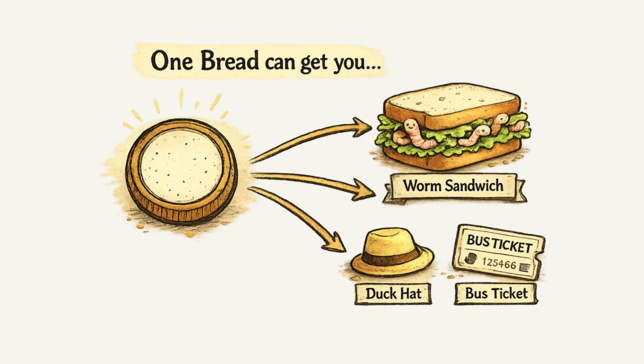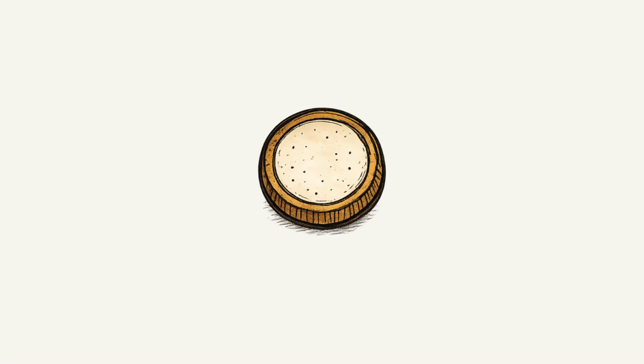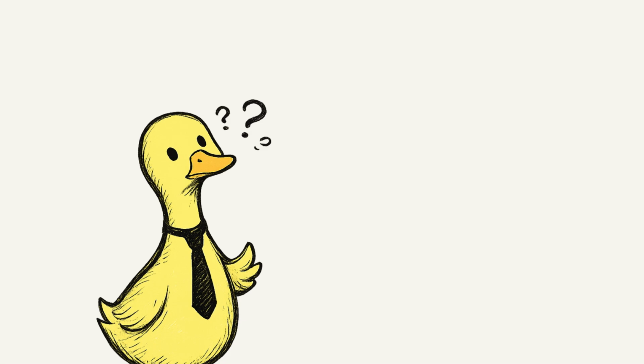There was once a time when one bread token could buy a worm sandwich, a duck hat, and even a bus ticket. Now that same token can barely afford the sandwich. The bread did not physically get smaller. It just buys less than it used to. That loss of buying power is one of inflation's biggest effects.